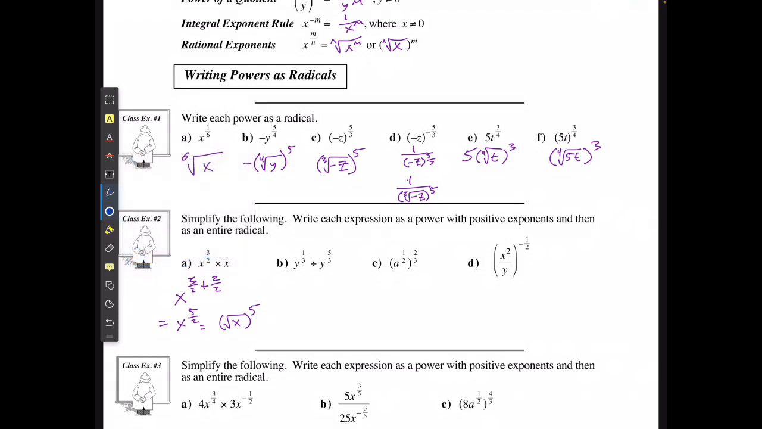In the second case, when I'm dividing, then I have y to the 1 over 3 minus 5 over 3, which is the same as y to the negative 4 over 3. I'm going to make the exponent positive by saying it's going to be 1 over y to the 4 over 3. And we know that's the same as 1 over the cube root of y to the power of 4.